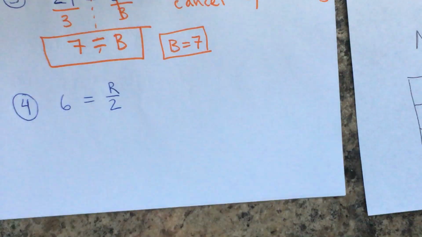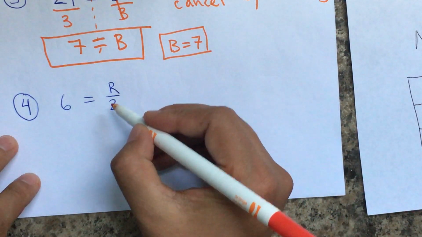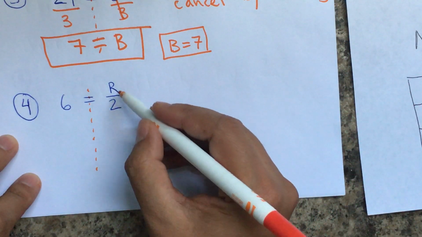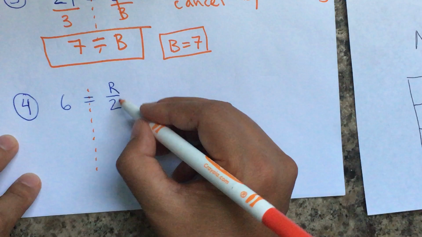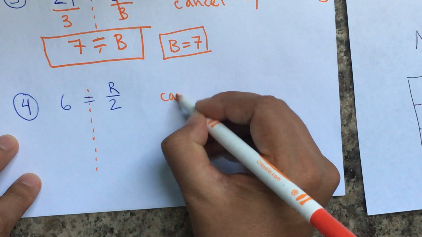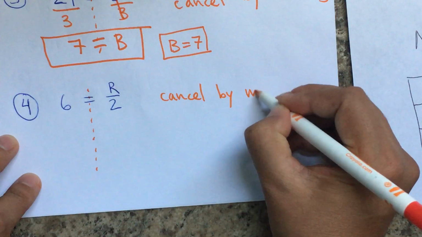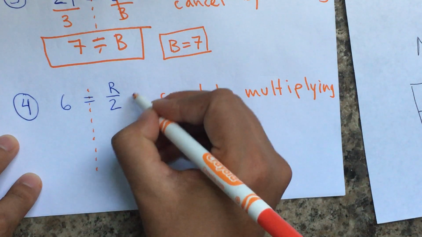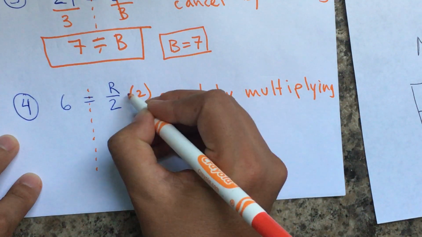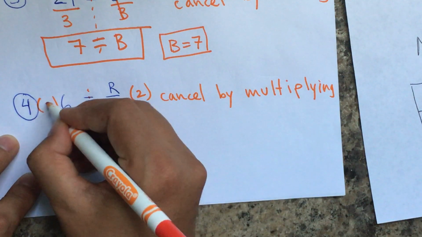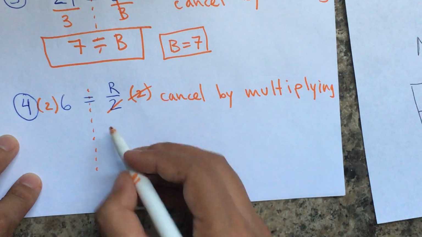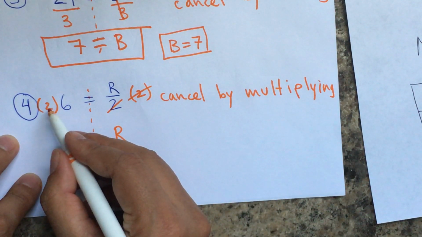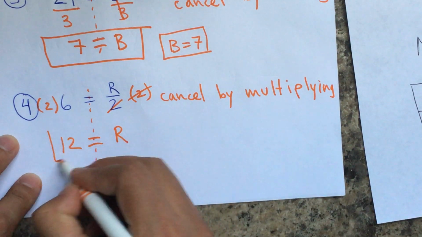Okay, let's do number 4. We have the answer is 6 equals r divided by 2. We want to leave r by itself. So if we're dividing by 2, we're going to cancel by multiplying. Okay, so if I'm dividing by 2, the opposite is to multiply by 2. You can also put a dot if you want. It's the same thing. Okay, so this cancels. And all I get on this side is r. In here, I say I have 2 times 6 is 12. So that's my answer.